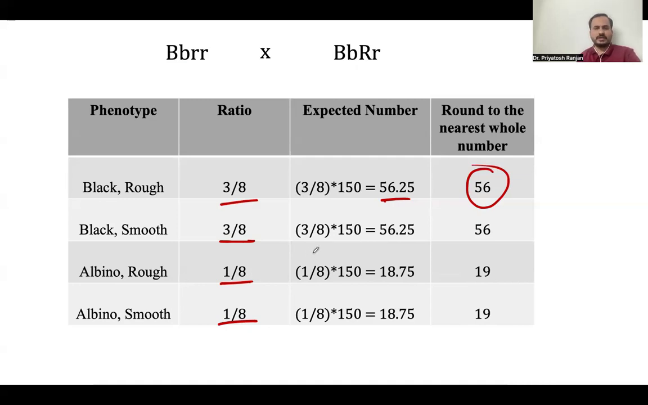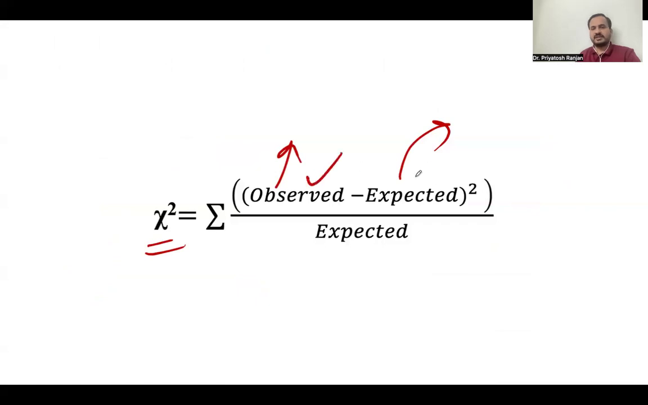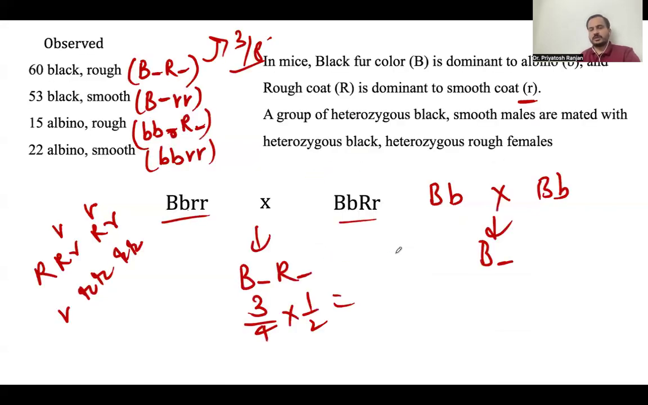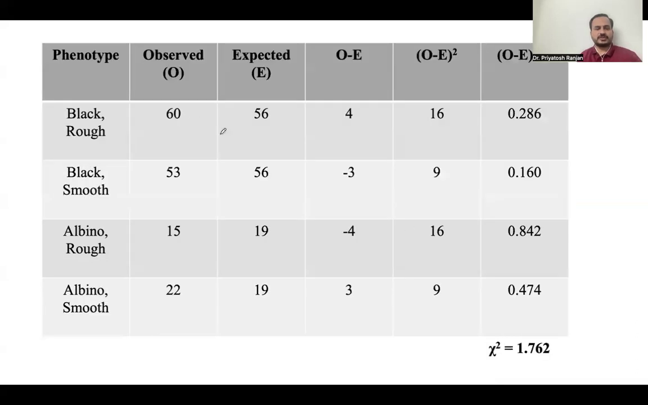Now, if you go back and see this formula, observed done, expected done. What I need to do are these simple calculations, and that's what is shown here. You have observed given, then the expected, which we have calculated, and then the observed minus expected difference. Remember, you will get 4 here, -3, -4, 3. All these will get converted into positive because the next step is the square. So 4, 16, 9, 16, and 9. And then you divide it by the expected one, and you will get these numbers.